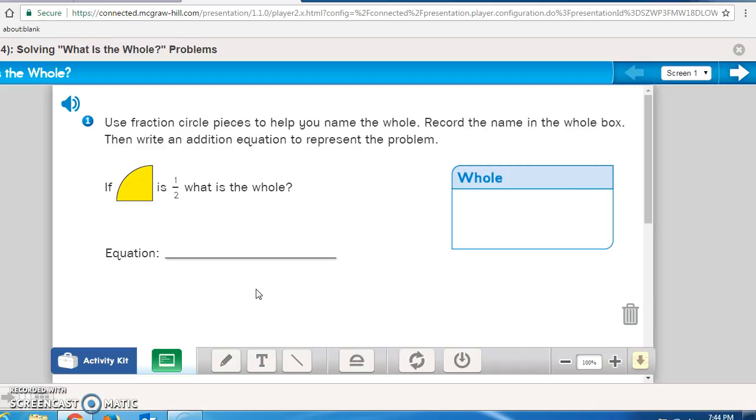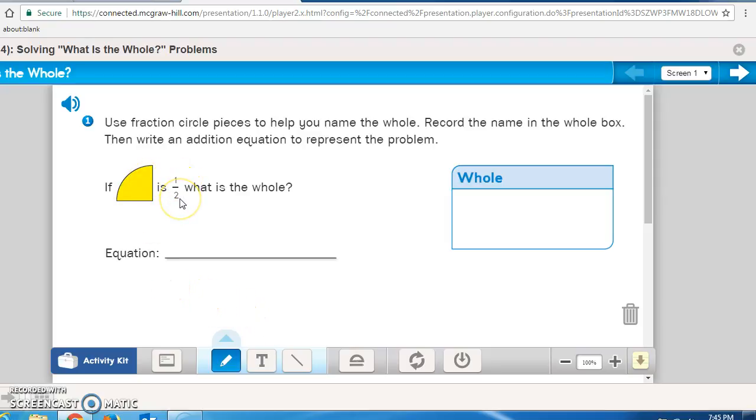Now let's take a look at this next fraction piece. It says, use your fraction circle pieces to help you name the whole, and then record the name in the whole box that you see here. That says the word whole, and you're going to write the whole in that box. And then write an addition equation to represent that problem. This is Math Journal, page 157. I'm going to walk through this one with you to make sure that you understand it, and then from there, you're going to go through and finish that page and show it to me so that I can correct it to make sure you understand.